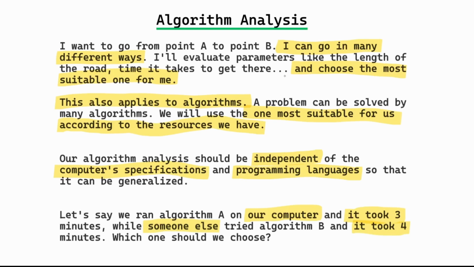So I have some parameters that I take into account when I'm deciding, like the length of the road or the time it takes to get there. This also applies to algorithms. When we're trying to solve a problem, we can create multiple algorithms to solve that exact same problem and get correct answers. So how can we decide which algorithm to use if we can have multiple algorithms?